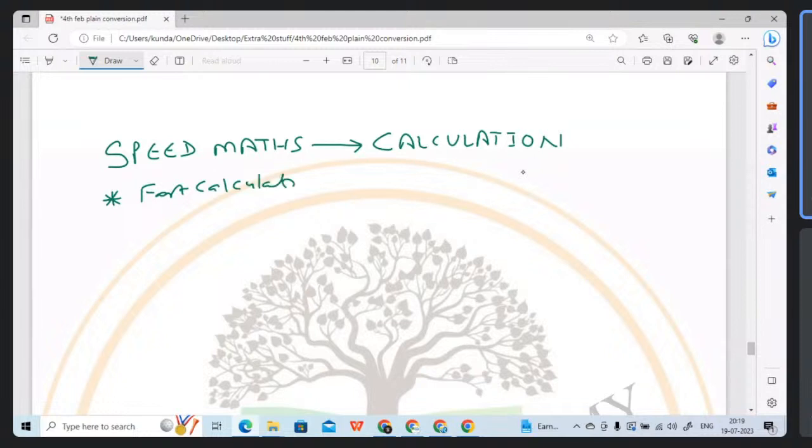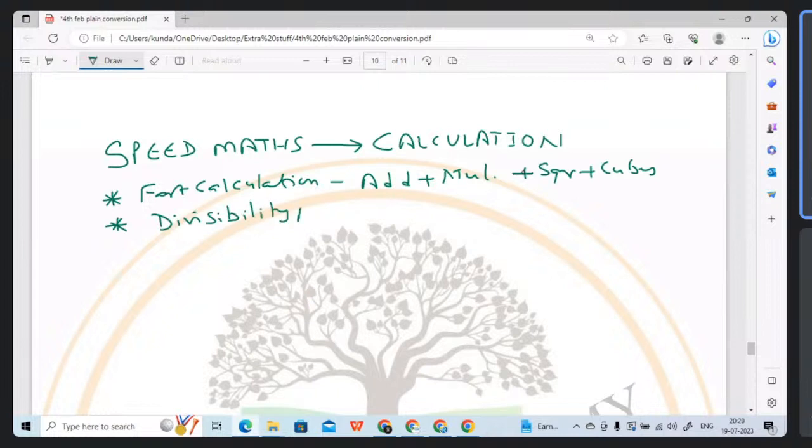Now fast calculation will include addition, whose trick I will be telling you, and multiplication, square, cubes. These four things are very important in fast calculation. Addition, multiplication, square, cubes. After this is done, then you should know the divisibility rules. Divisibility rules means which number is divisible by what number, like which numbers are divisible by 2, which numbers are divisible by 3, which numbers are divisible by 4, 5, 8, 9, 11.